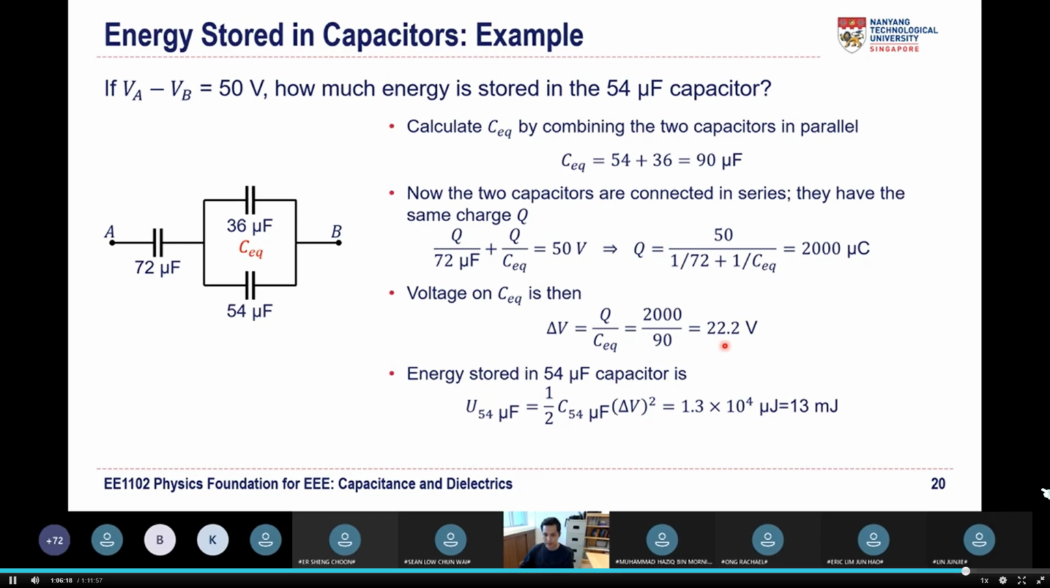And then once you know the voltage across these two, you can calculate the energy stored in the 54 microfarad capacitor using the equation that we have talked about earlier, the energy stored in the capacitor.